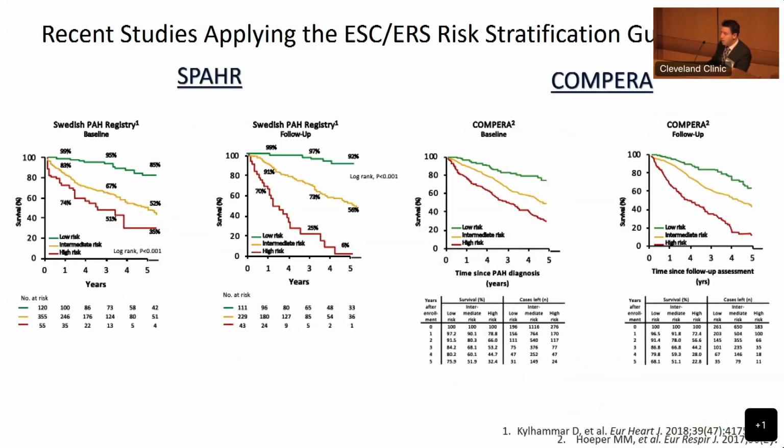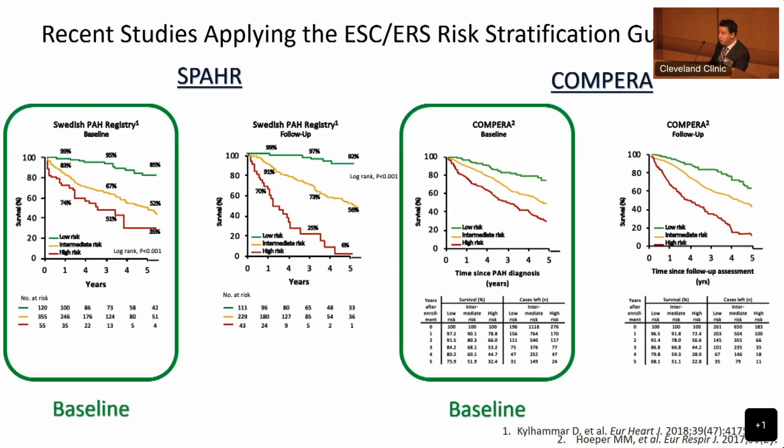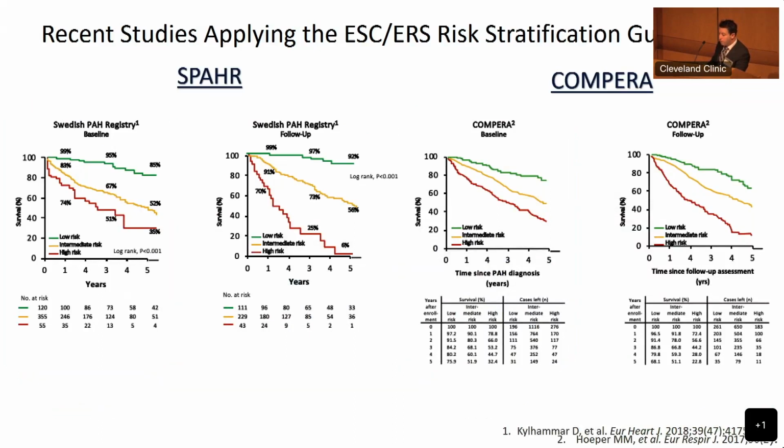And you could see here, by looking at these graphs, we're looking at time versus survival, with time being on the x-axis and survival being on the y-axis. You can see that patients that met the low risk profile, which is seen here in green as a green line, had the most favorable prognosis and with good discrimination compared to those with intermediate or high risk. And this is both at baseline and at follow-up visits.